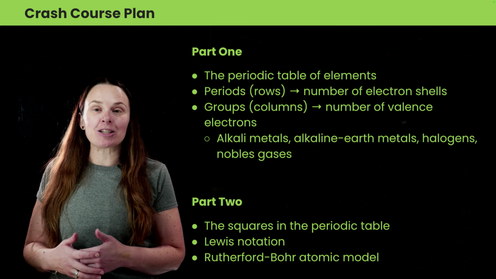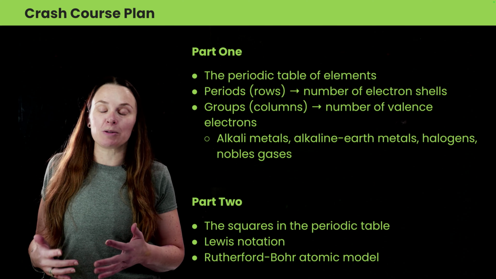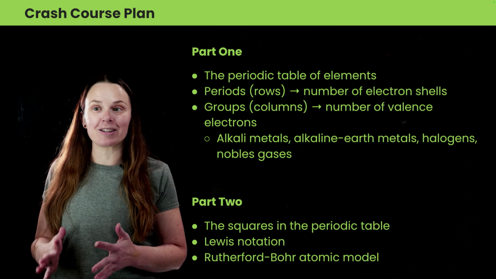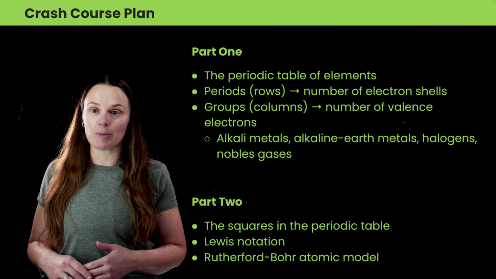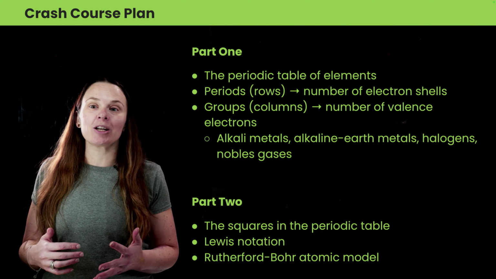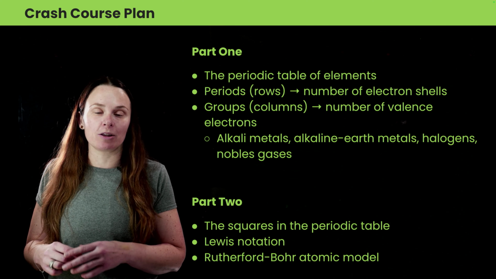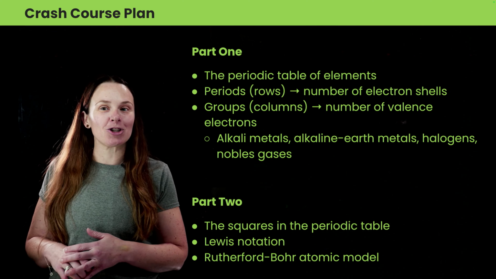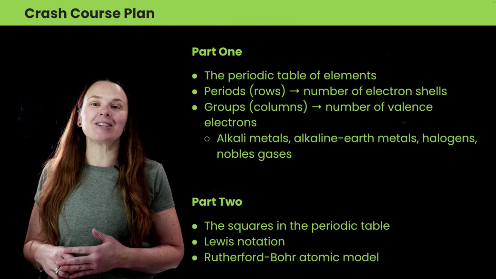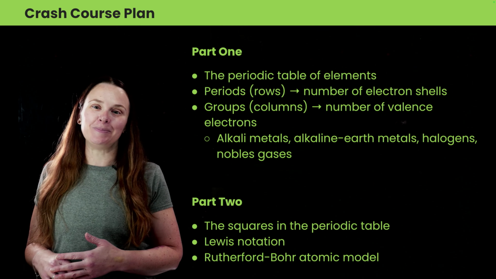In the first part, we talked about the periodic table of elements, groups, and periods, kind of a 101 example of what the periodic table is all about. And now, in part 2, we're going to talk about the actual squares within the periodic table, Lewis notation, and the Rutherford-Bohr atomic model. So let's dive in.